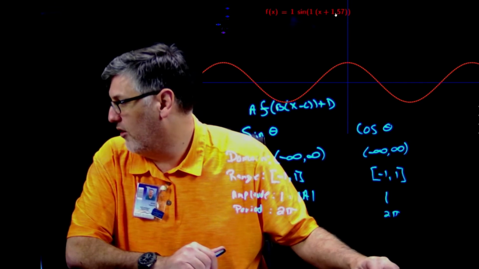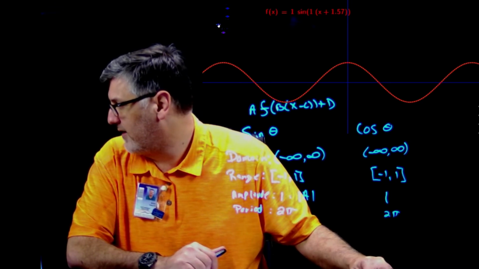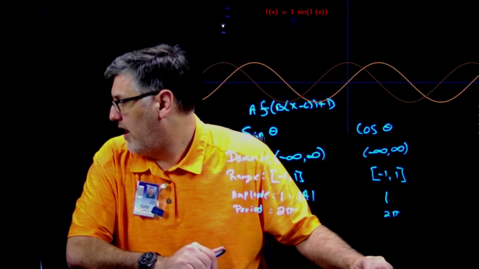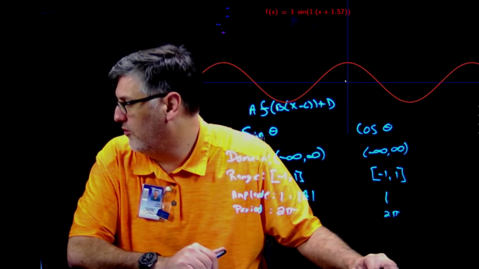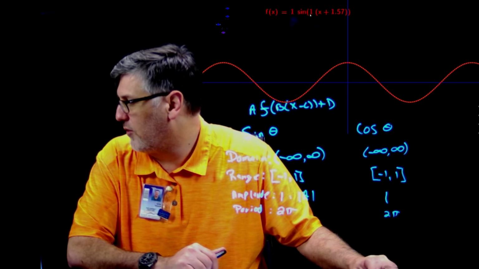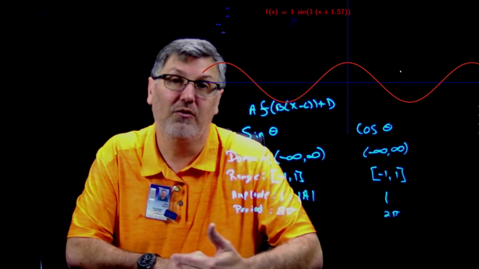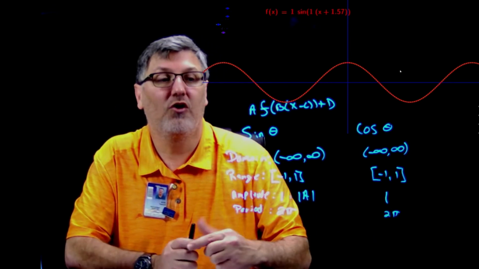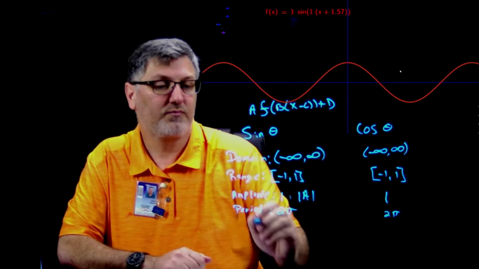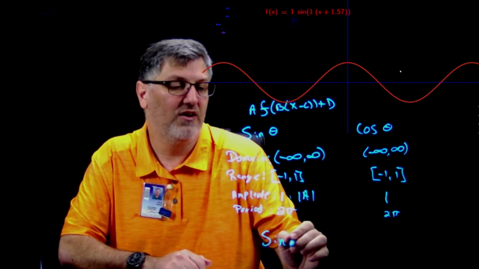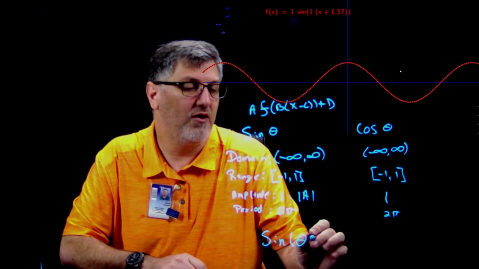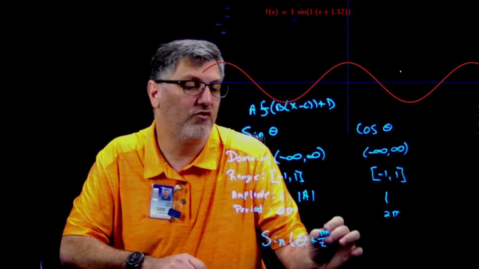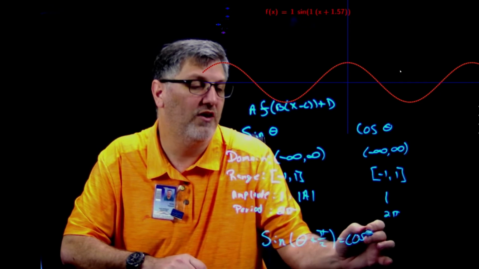This number right here, 1.57, if I bring it back to 0, I'm actually moving it 1.57 or pi over 2 units in this direction. That's why this is a plus, which actually makes it a phase shift. So I can actually say that sine of, let's say, theta plus pi over 2 would equal cosine of theta.